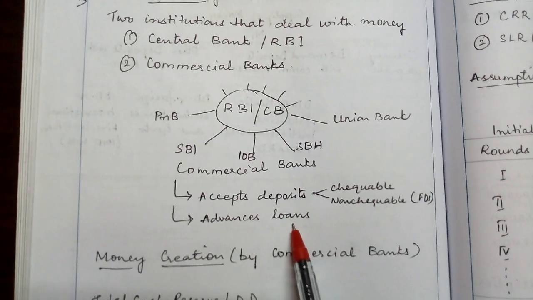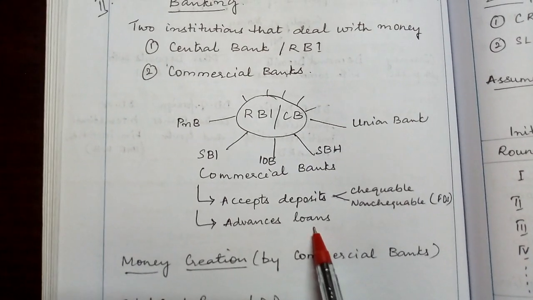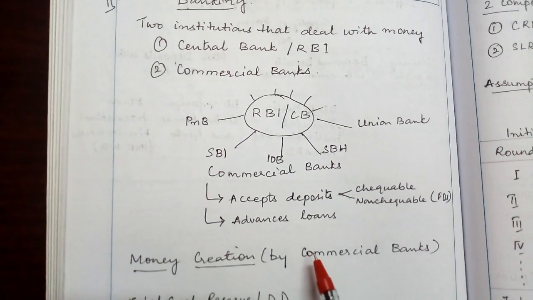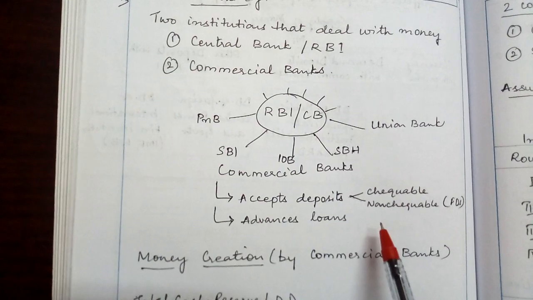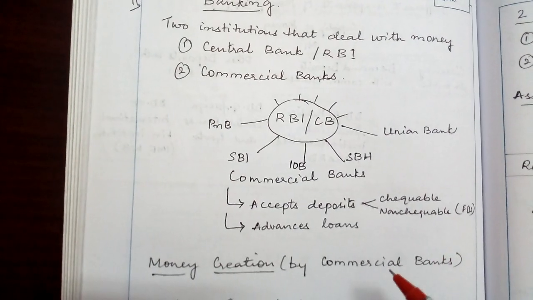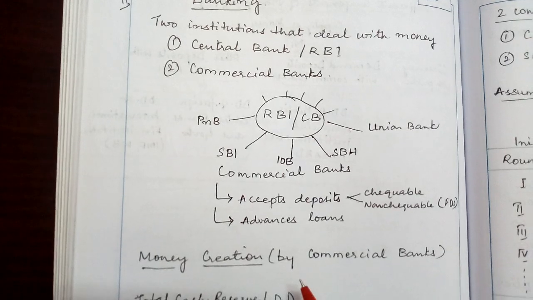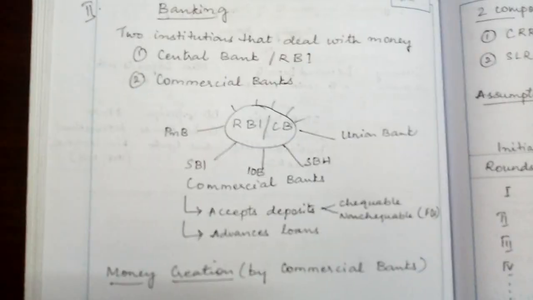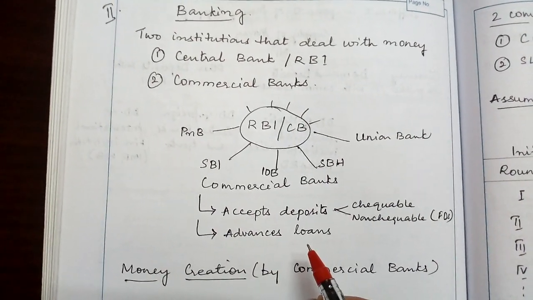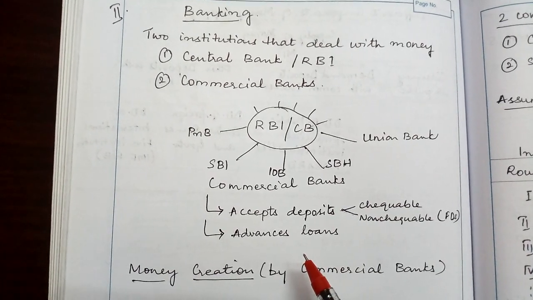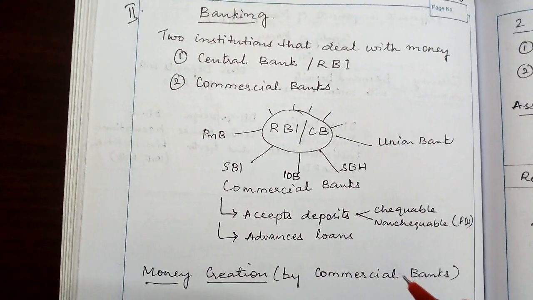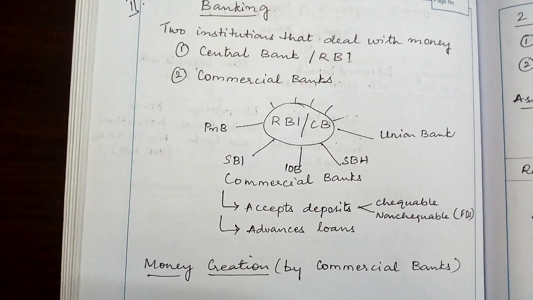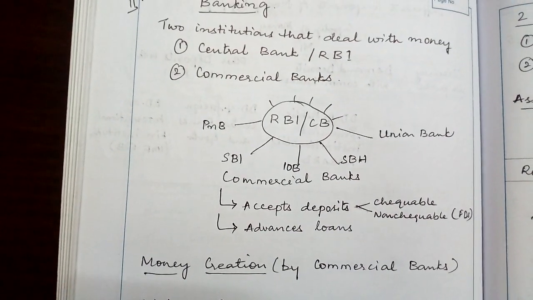Advancing loans is the other function of commercial banks. Banks advance loans to producers for investment expenditure and consumers for consumption expenditure. Often loans are offered against some collateral or security offered by the borrowers of loan. When advancing loans, the banks charge some interest. The interest charged by commercial banks for the loans they offer is usually higher than the rate of interest paid by them for the deposits they accept.